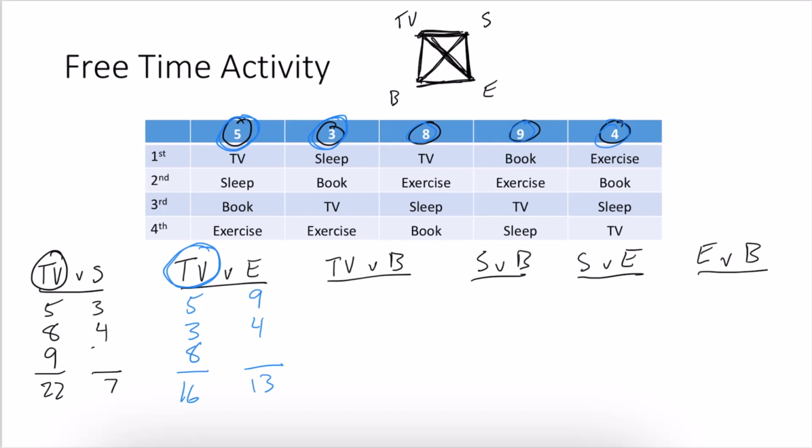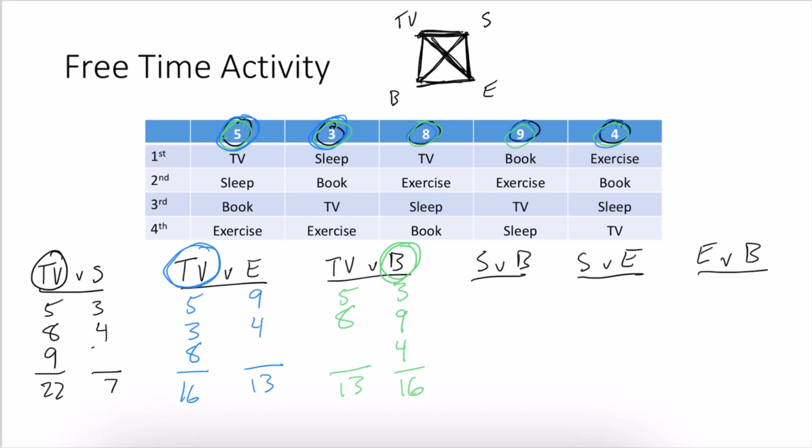Then for our next one, if we have TV versus reading a book, these 5 votes are going to go to TV. These 3 votes are going to go to reading a book because they'd rather read a book than watch TV. These 8 votes will go to TV. These 9 votes will go towards reading a book. And these 4 votes will also go towards reading a book. And when you add these up, you get 13 and 16, where the book wins that particular pair.